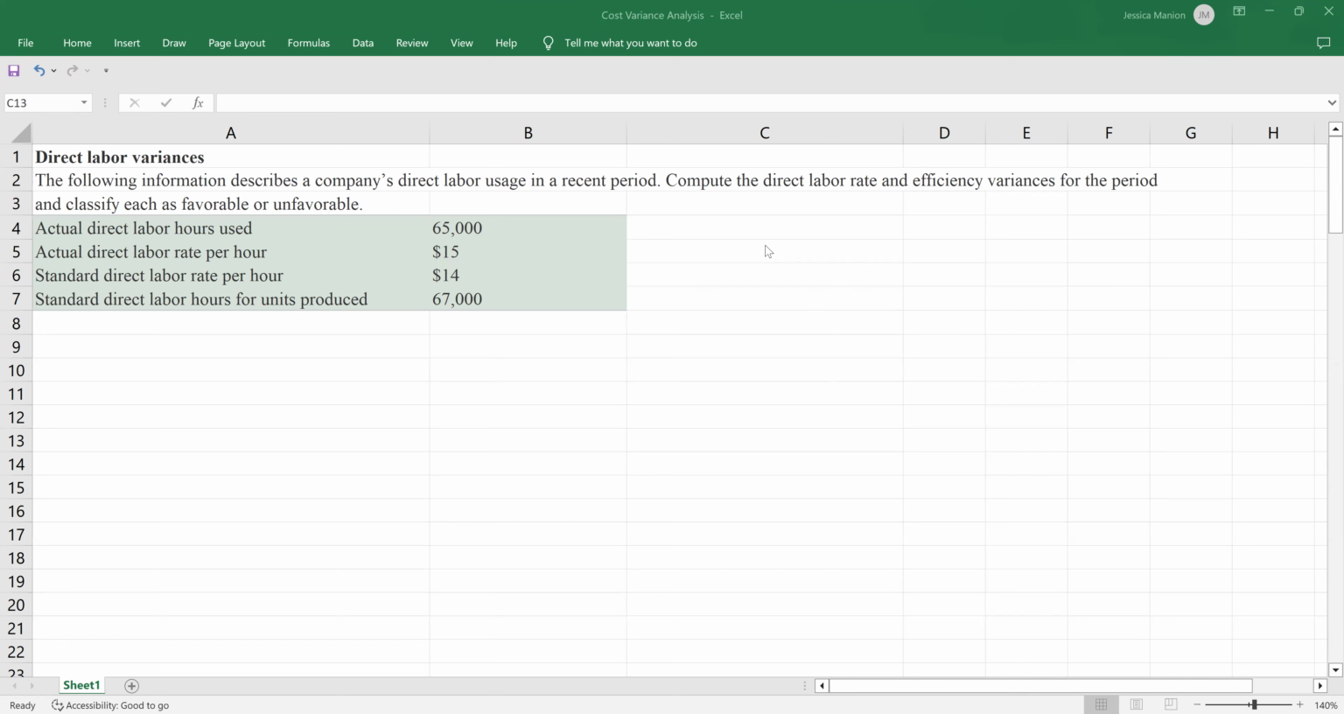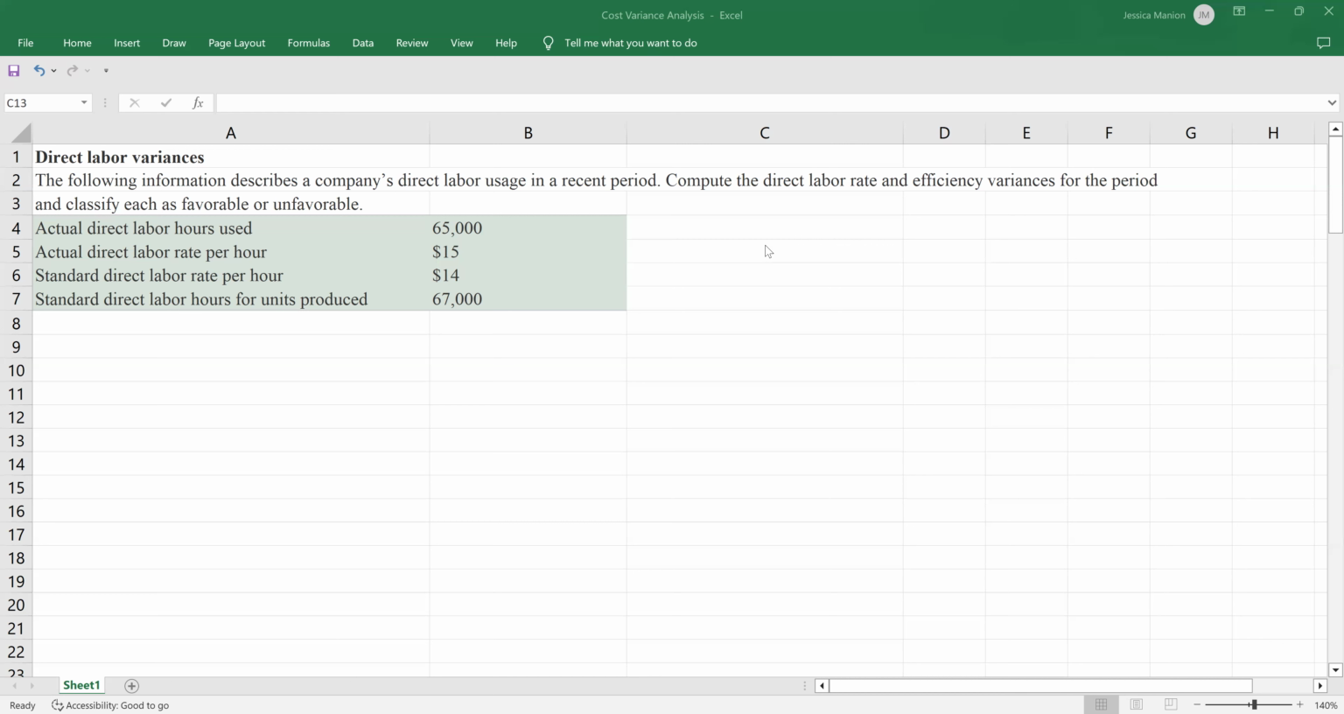and then show what this journal entry would look like. I know we talked about these variances, and basically what we're doing with these variances is determining whether we were favorable or unfavorable. In other words, whether we met the standard, or went over or under the standard budget. So this one we're practicing the direct labor variances.